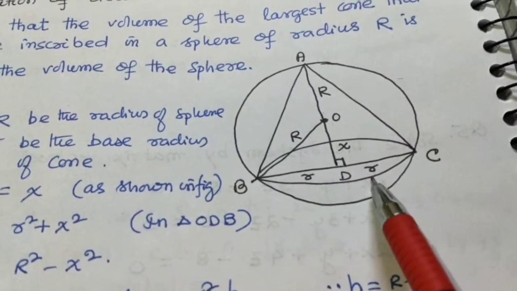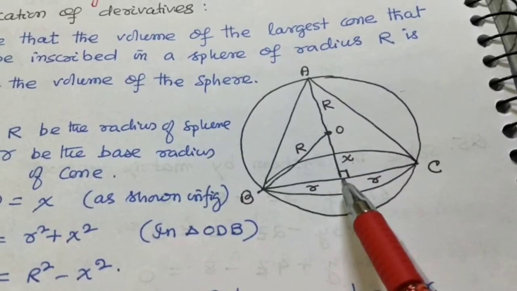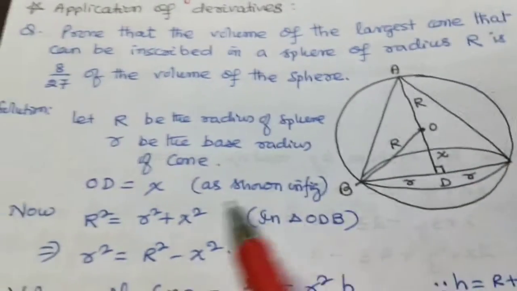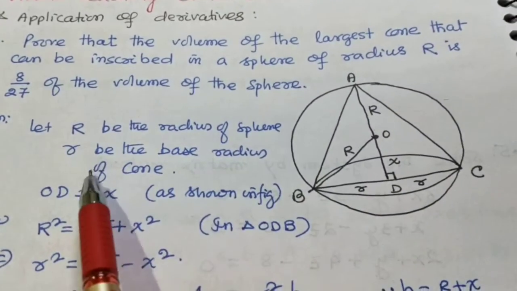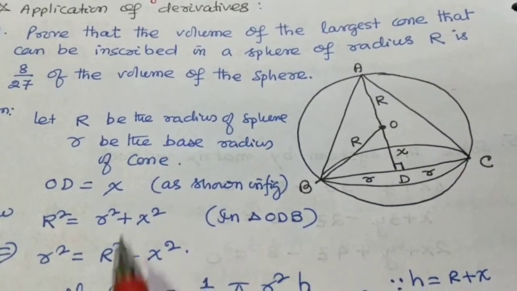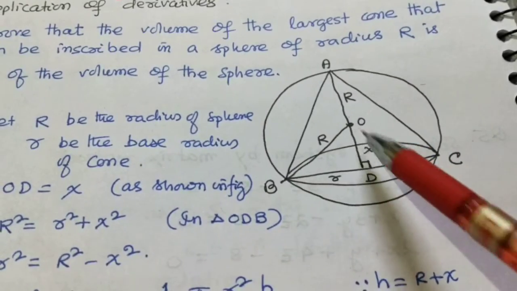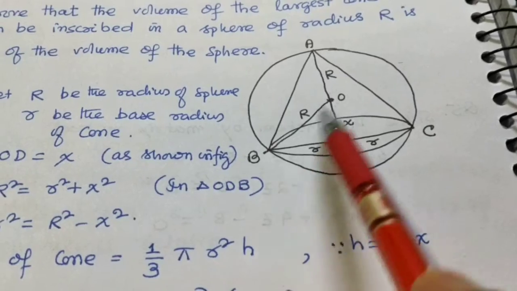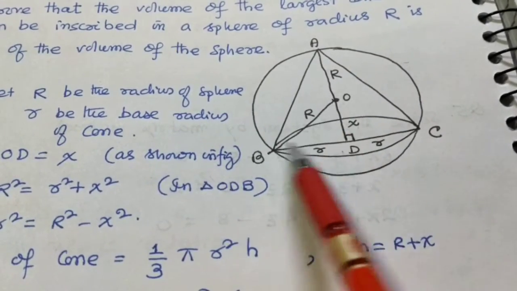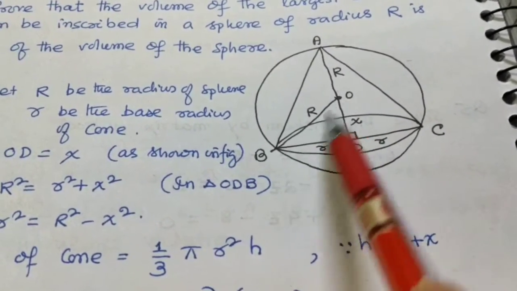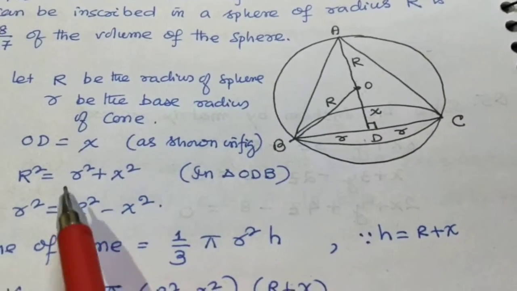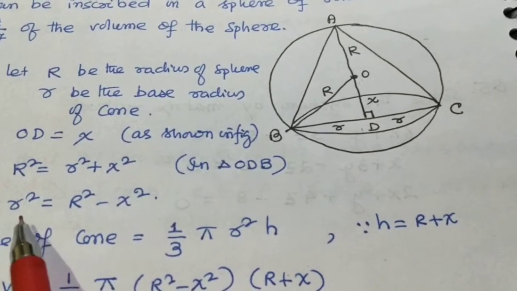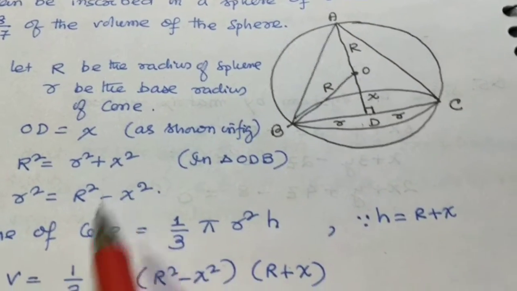the cone will have a base radius that we take as small r, and this part, OD, we take as x. Let capital R be the radius of the sphere and small r be the base radius of the cone. This is a right angle triangle, so we will use the Pythagoras relationship. Capital R squared is r squared plus x squared, therefore r squared is nothing but R squared minus x squared.